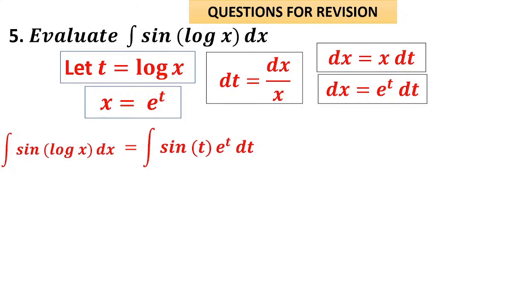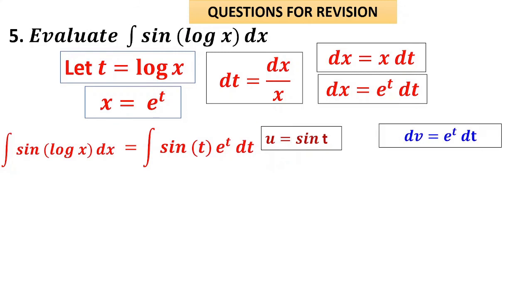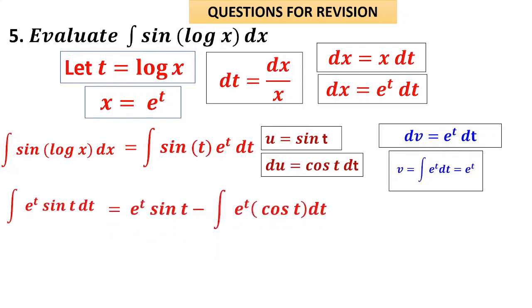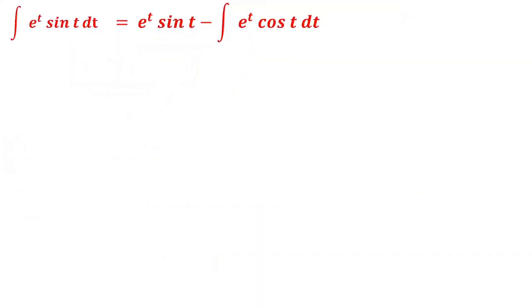Here we end up with a problem where it is exponential and trigonometry. u is sin t, a trigonometric function, dv is the remaining, du is cos t dt and v is e power t. Put it in the formula now, it will become e power t sin t minus integral e power t cos t dt. Now we are just writing it once again: e power t into sin t minus integral e power t into cos t dt. We end up with this once again.